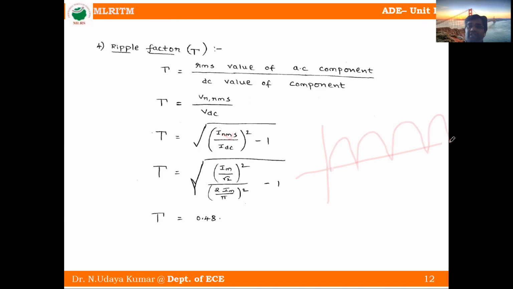Our intention is to get direct current like this, but instead of direct current we get pulsating DC. These pulses are AC components, and we call them ripple. We always recommend that ripple be as small as possible. Whenever ripple is more, efficiency is very low. If the ripple factor is very low, efficiency increases.